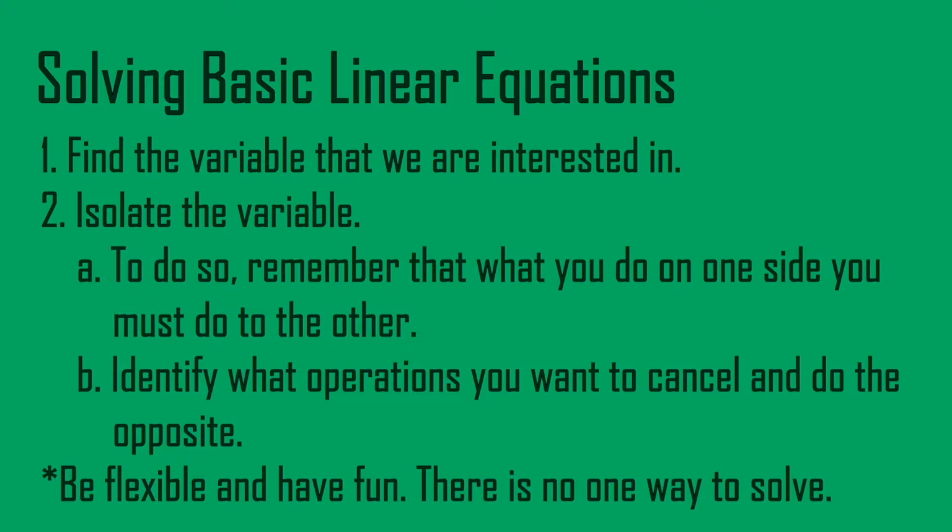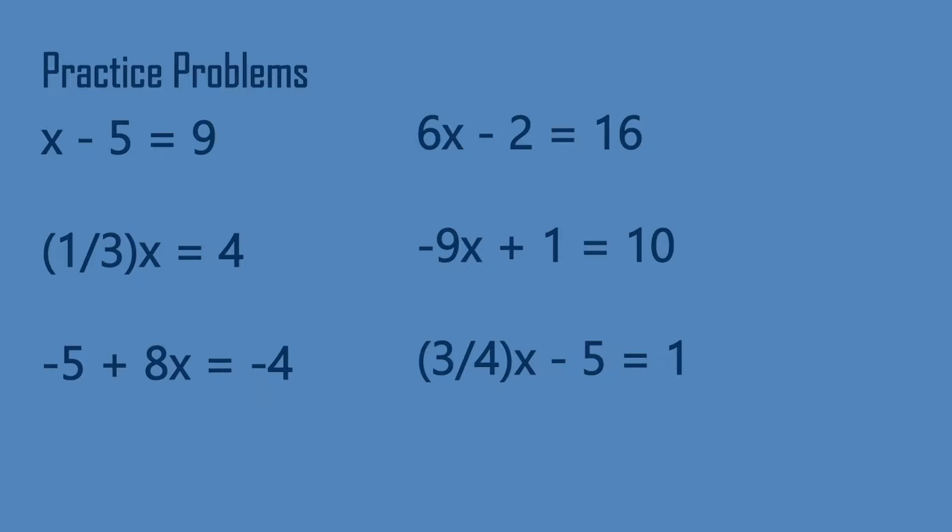The second thing is to identify what operations you're actually doing. The key or the hint is that every time you want to get rid of something, you want to cancel something out. If a variable is adding something, you're going to do the opposite. If it's adding, you're subtracting. If it's subtracting, you're adding. If it's multiplying, you're dividing. And if it's dividing, you're multiplying. So hopefully this will help. Let's just put in some practice and see what happens.